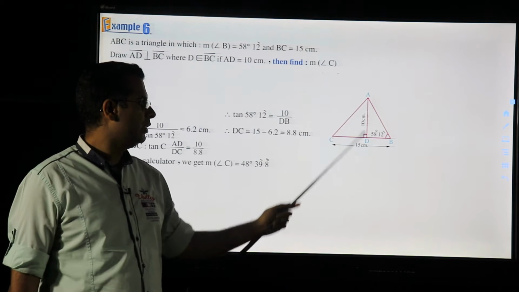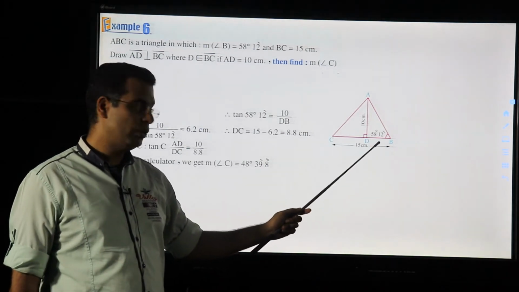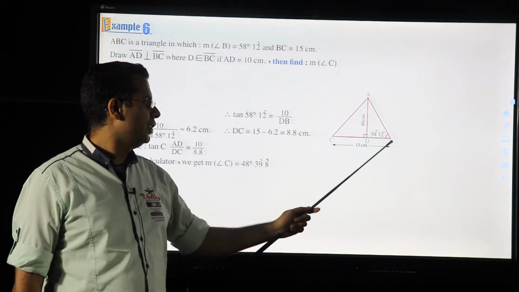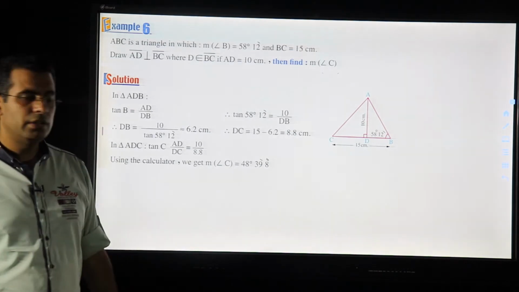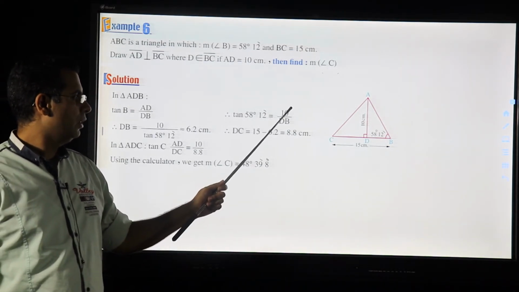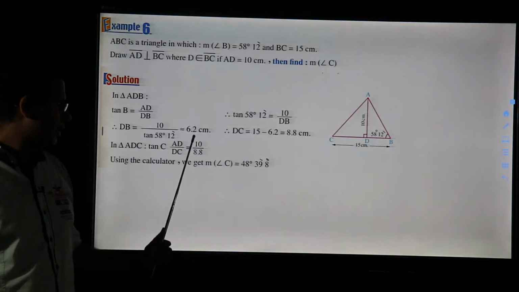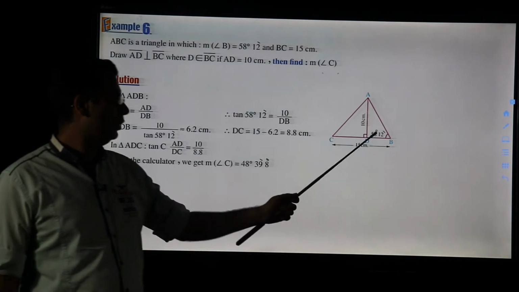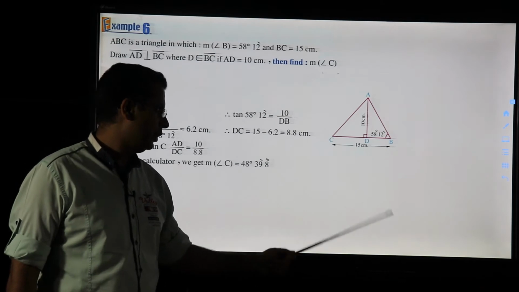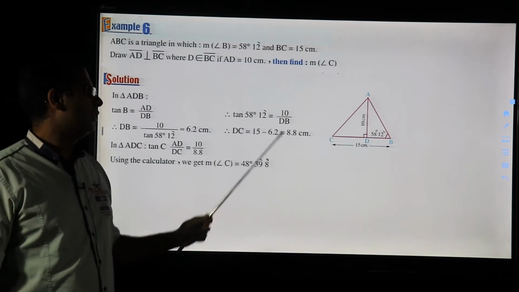In the triangle ADB, we have measure of angle B, and we have its opposite, and we want to find its adjacent. Tan B equals opposite over adjacent, therefore tan 58 degrees 12 minutes equals opposite, which is 10, over adjacent, which is DB. Therefore DB equals 6.2. Therefore CD equals 15 minus 6.2, which equals 8.8.